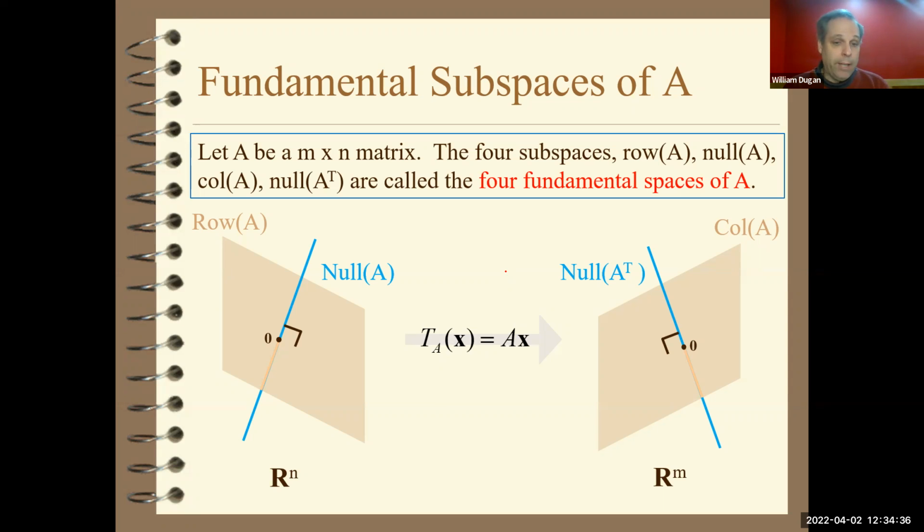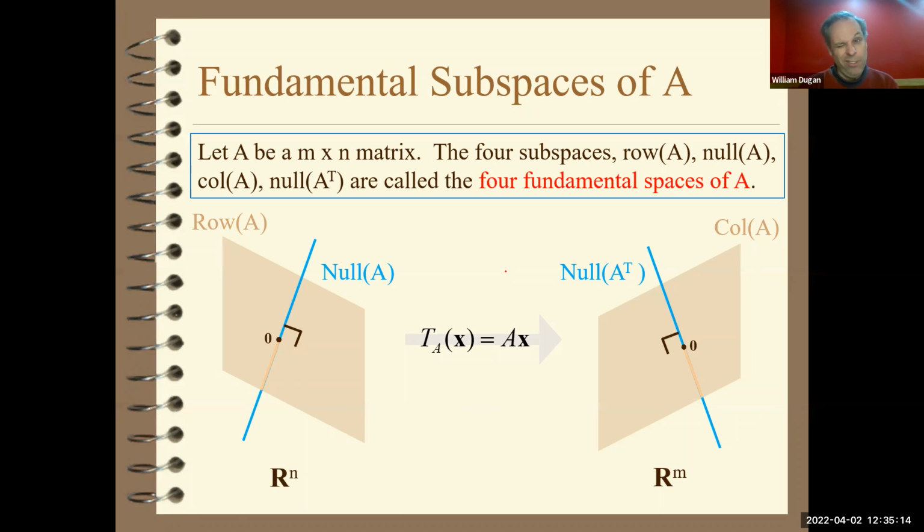It seems to imply that every vector in Rn can be written as a vector in the row space plus a vector in the null space. It's kind of implying that by the way I drew it. And also, every vector in Rm can be written as a vector in the column space plus a vector in the null space of A transpose. And that's actually true. Something we're going to have to prove. It's really an important result.